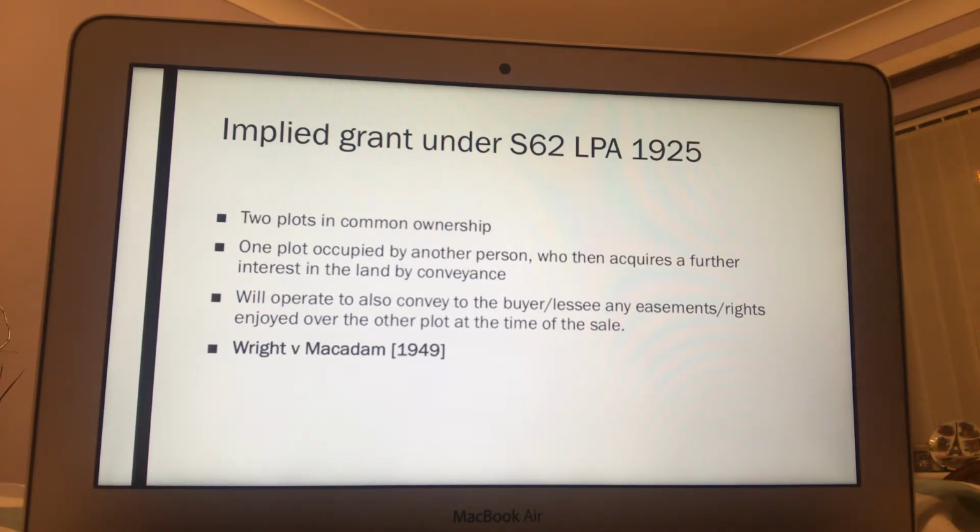The final method is implied grant under Section 62 of the LPA 1925. This allows for the benefits listed under Section 62 to pass through in a conveyance of land. This is best shown in the case of Wright and McAdam, 1949. Mrs. Wright was a weekly tenant in her flat in Mr. McAdam's house. She was given permission to store coal in his shed. She was then given a new tenancy of the flat. It was held this was recognised as an easement and was implied into the document granting the new tenancy.